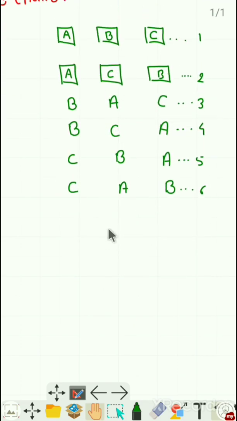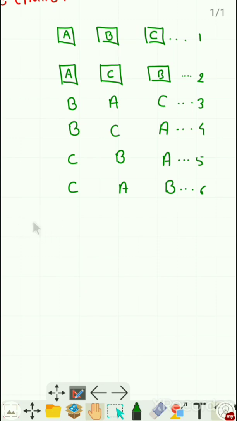These are the different arrangements. No two arrangements are the same. So there are how many? 6 different arrangements to arrange 3 persons on 3 chairs. So this is the way.